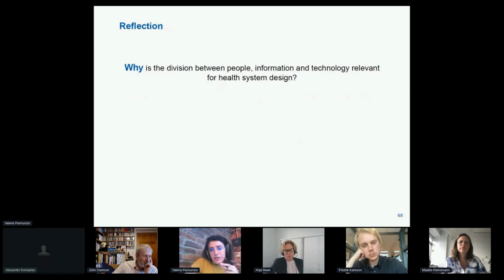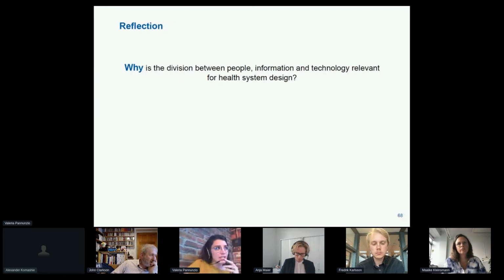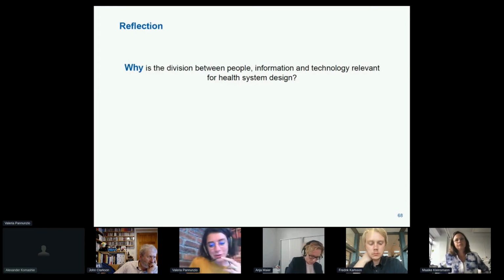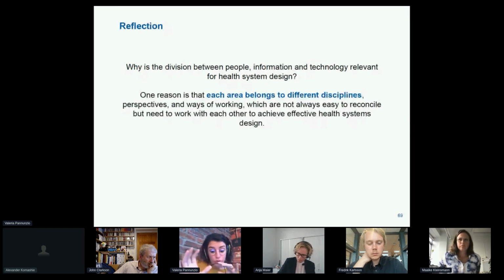But then you could ask, okay, it could be convincing. It could be true that the people aspect, the information aspect, and the technology aspect are important. But if they're so intertwined, why even make a difference between these three aspects? Why are we even talking about the three as if they are separate when they are so interconnected? I think it's a fair question, but at least one answer that I could give is that we need to consider them also separately, because there are different disciplines that have to do with each of the three aspects, different ways of working, which are not necessarily easy to reconcile with each other.